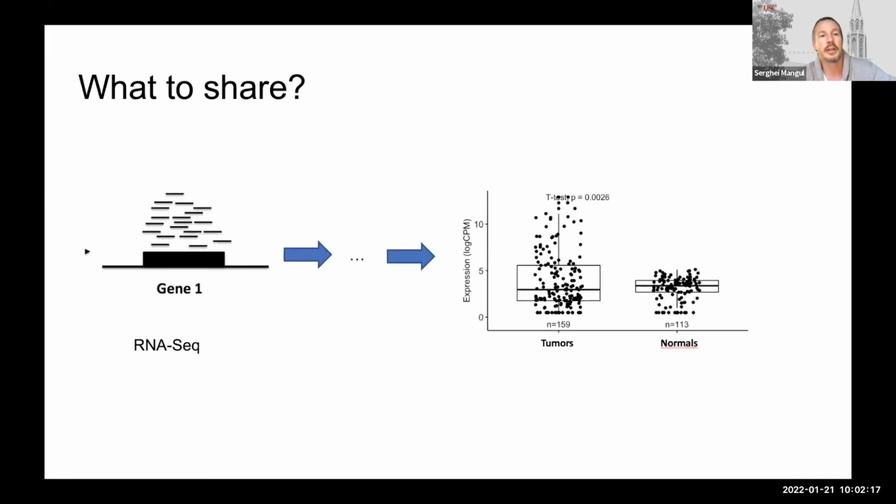So what do we share? If you think about RNA-seq data, for example, which we'll cover on Monday, you have gene expression, meaning that you have reads, sequences being aligned to genes, and that's your raw data. Then you have some pre-processing. And let's say you compare tumors versus normal, and you look at the expression of a certain gene and ask whether you see significant differences.